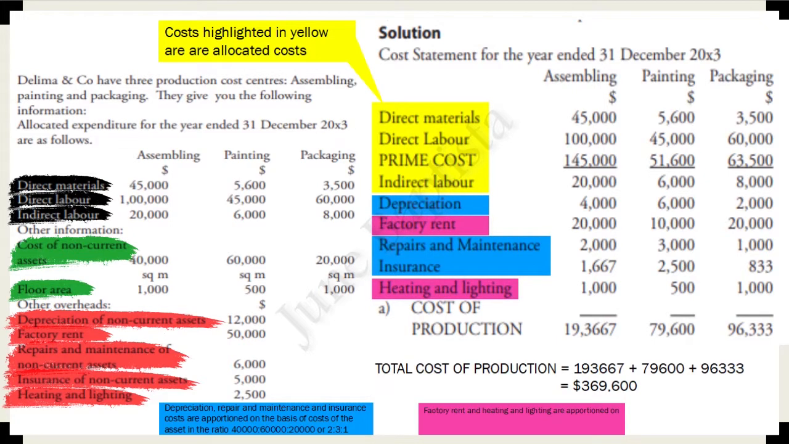Factory rent and heating and lighting, highlighted in pink, are apportioned on the basis of floor area in the ratio of 1,000 is to 500 is to 1,000, or 2 is to 1 is to 2. Once you have made all your calculations, total each column to arrive at the cost of production for each cost center. Adding all the costs of production, you will get the total cost of production, $369,600.